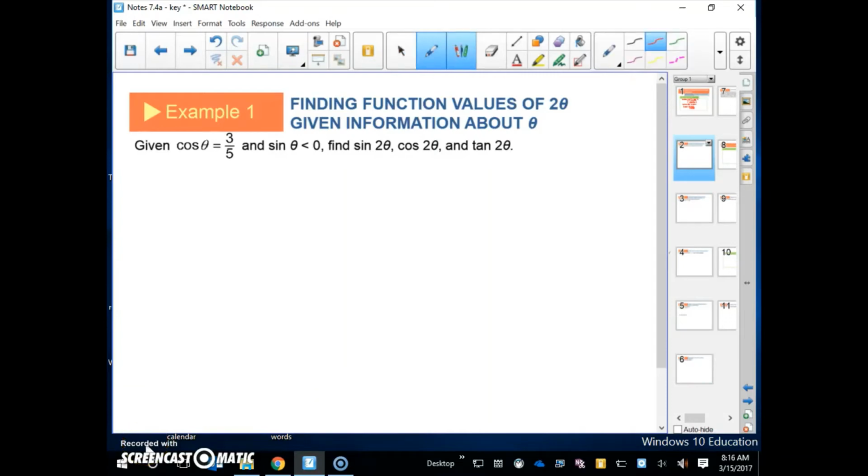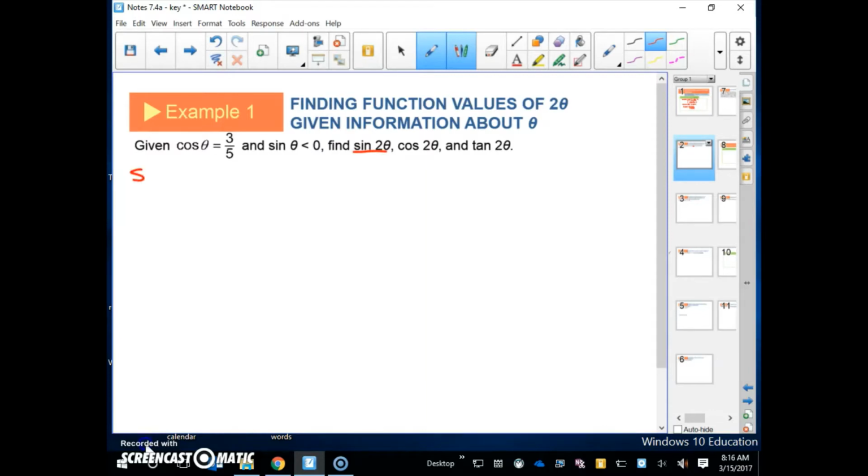Example 1, you're going to have a lot of different examples that look kind of like this. But it says, given cosine theta equals 3/5 and sine theta is less than 0, find sine 2 theta, cosine 2 theta, and tangent 2 theta. So we've got 3 different things to do. Let's do sine 2 theta first.